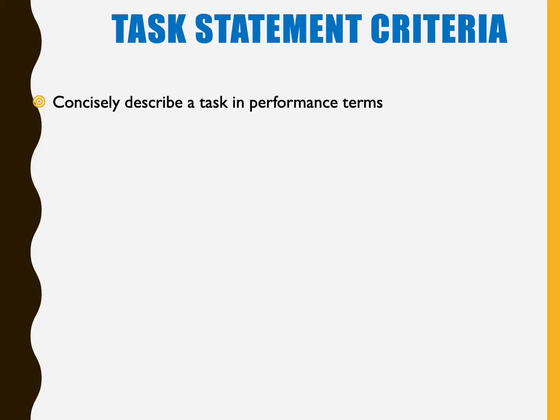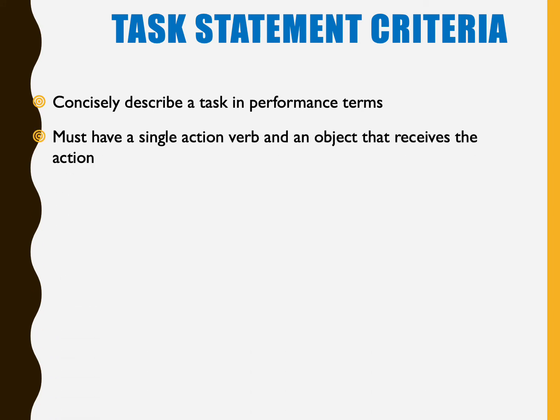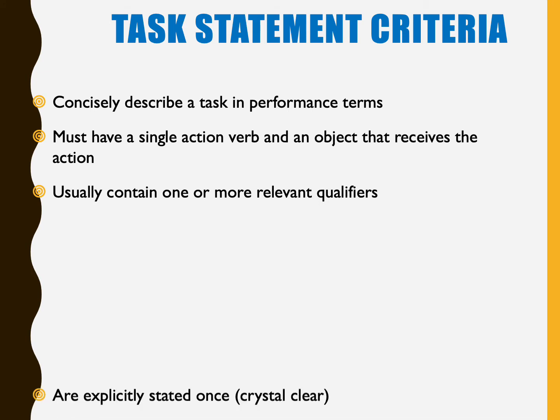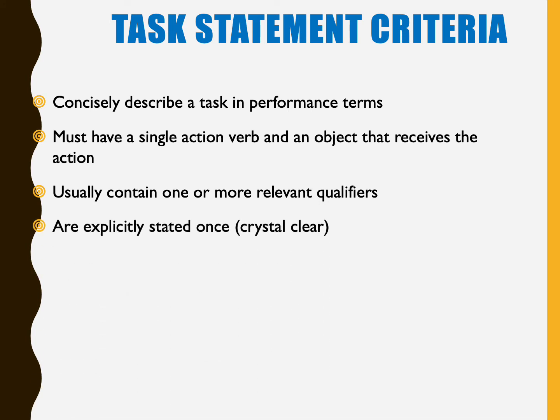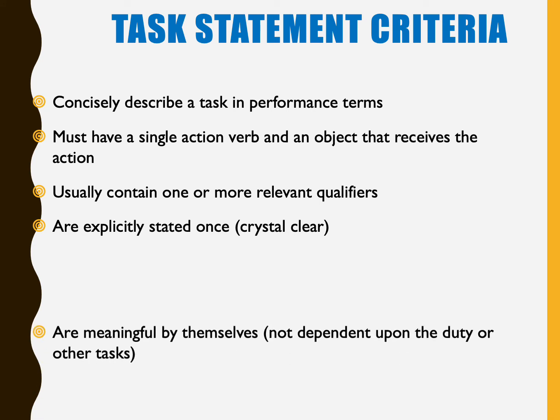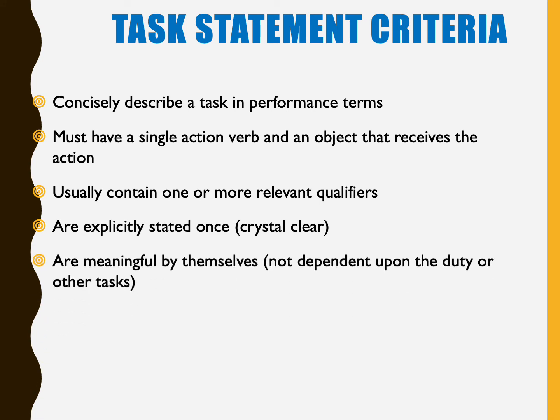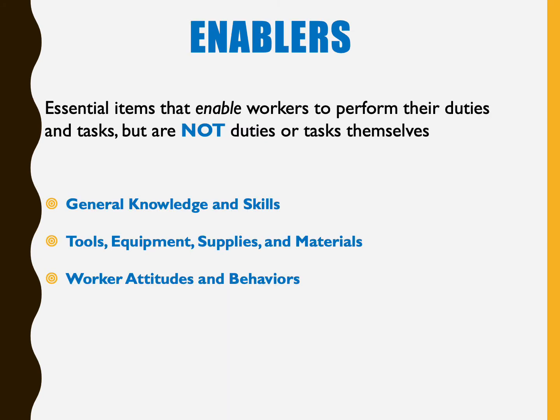In our task statement development, we're going to concisely describe a task in performance terms. Each task statement must have a single action verb, an object, and probably a relevant qualifier. Needs to be explicitly stated once. Each task must be meaningful by themselves and not dependent upon the duty or other tasks.